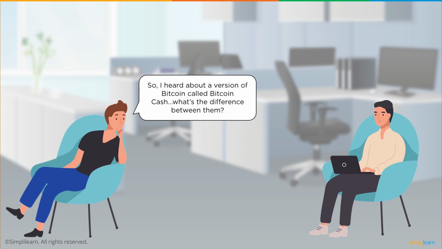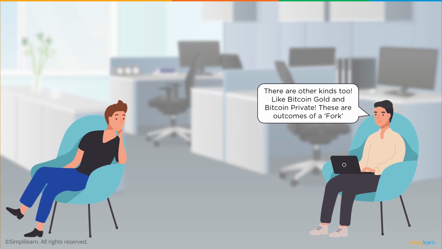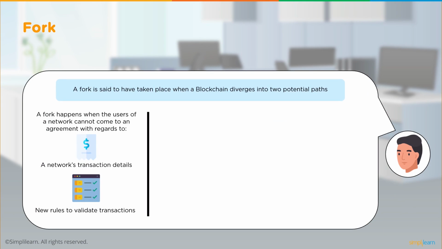So I heard about a version of Bitcoin called Bitcoin Cash. What's the difference between them? There are other kinds too, like Bitcoin Gold and Bitcoin Private. These are all outcomes of a fork. So what is a fork? A fork is said to have taken place when a blockchain diverges into two potential paths. A fork happens when the users of a network cannot come to an agreement with regards to a network's transaction details and the new rules to validate those transactions.